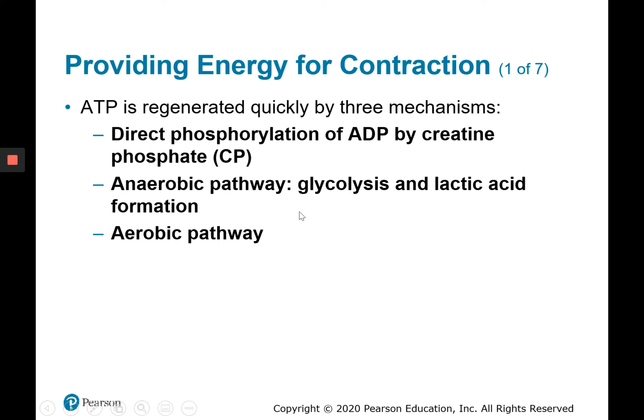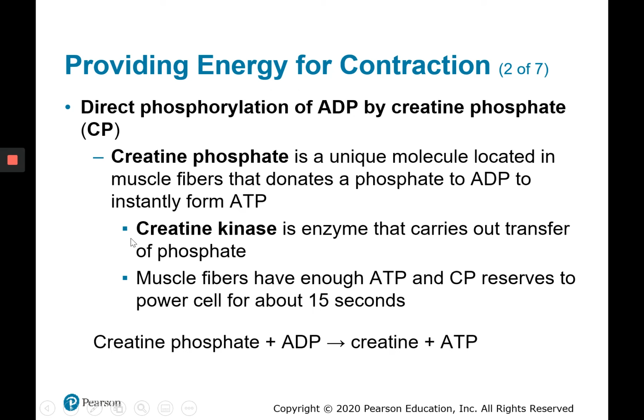However, if there is oxygen present, the products of glycolysis can be used in the aerobic pathway. The aerobic pathway uses the products of glycolysis to create a lot more ATP than either direct phosphorylation of ADP by creatine phosphate or the anaerobic pathway. But unlike our first and second steps, which are quick, the aerobic pathway takes hours. So let's look at these processes in more detail.